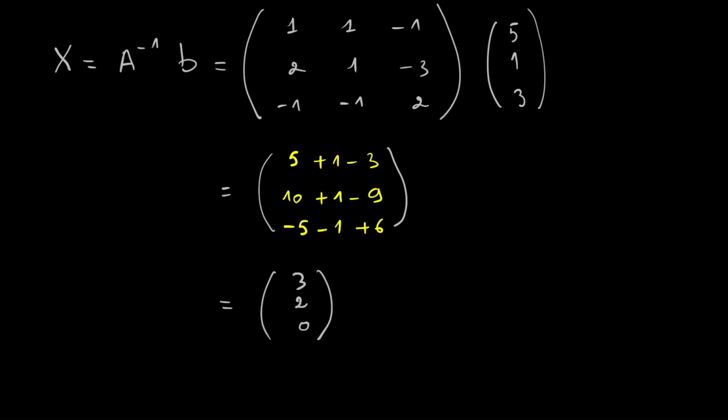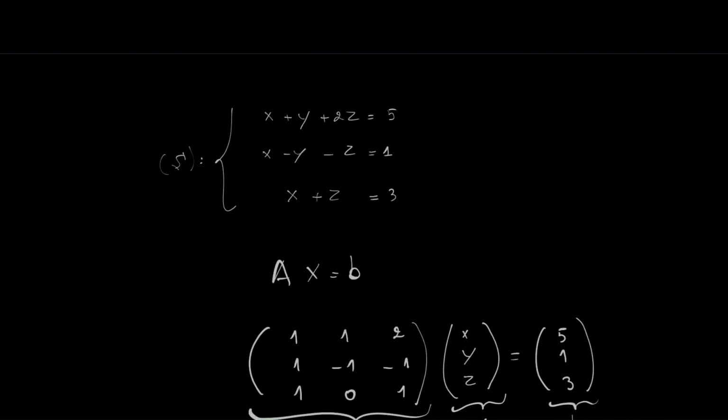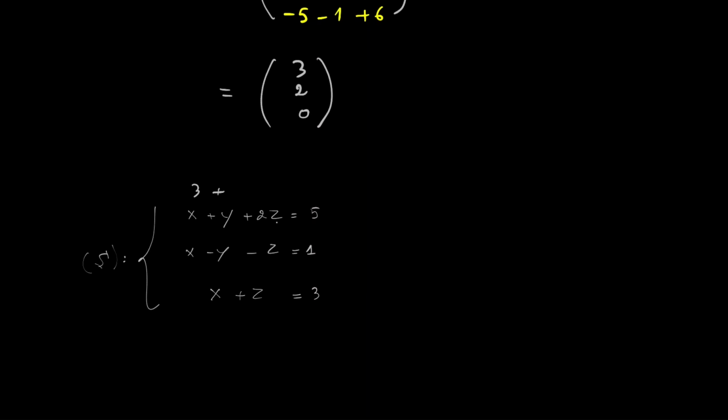To verify that the solution is correct, we only have to put it in our first system. Let's try it. For the first equation, we have this. For the second equation, we have 1. And the third equation, we have the result. Then our vector is correct.